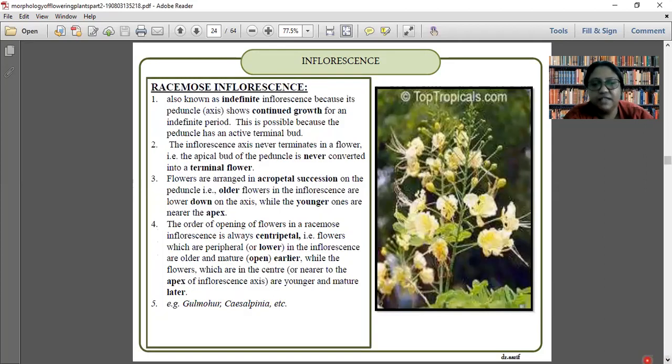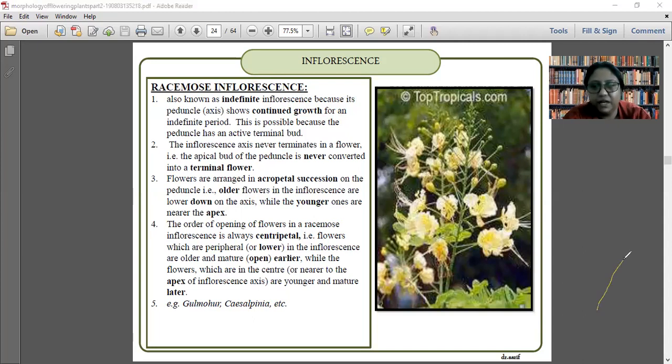Now, inflorescence can be of two types. One is cymose and the other is racemose. So, what is the difference between these two? The racemose is an inflorescence in which it has an infinite inflorescence. Why? Because growth continues. How come? Because it never has a terminal flower. How? Let me tell you.